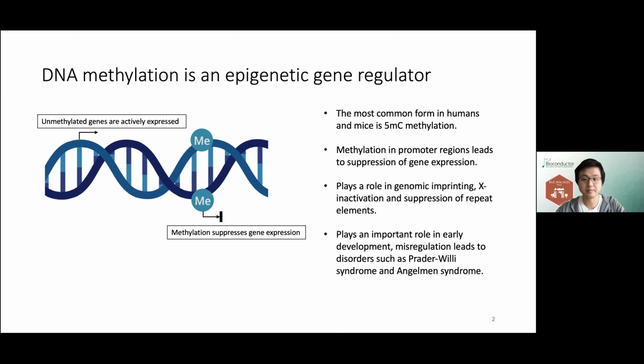This mechanism plays an important role in genomic imprinting, which is the expression of a gene from just one of the parents, X-inactivation, which is the process in female mammals where one of the X chromosomes is transcriptionally silent, and the suppression of repeat elements. This plays a really important role in early development of humans and mice, where misregulation leads to disorders such as Prader-Willi syndrome and Angelman syndrome.